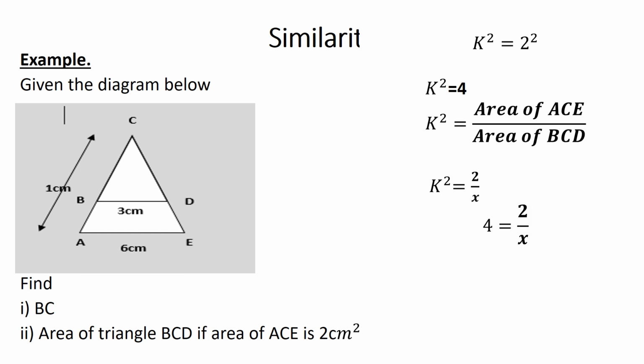So we can continue like this. Okay, we can cross multiply. We're going to get 4x equals 2. We can divide both sides by 4. We're going to get 2 over 4, reduced to its lowest terms, or expressed in decimal, we're going to get 0.5 centimeters squared as the area for the smaller triangle. So this marks the end of this topic. Happy solving.